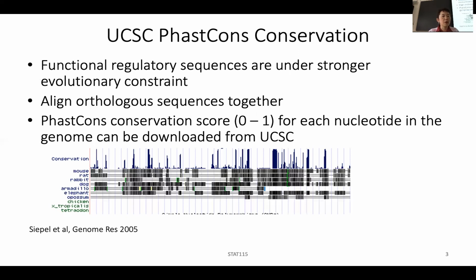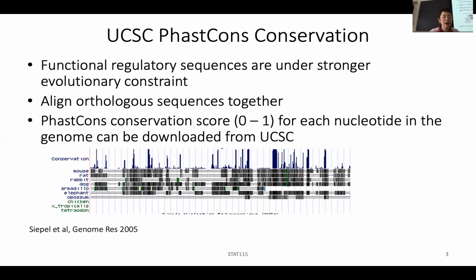With comparative genomics, this is something that people do. So UC Santa Cruz is the genome resource. When the first human genome was sequenced, there needed to be a genome browser for people to download the different gene annotations, to visualize the sequence, to look at how genes reside in the genome. And so that resides in UC Santa Cruz. And they have developed this tool called phastCons conservation score. Basically, they look at whether the sequences are under strong evolutionary constraints.